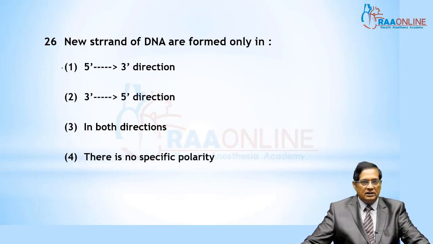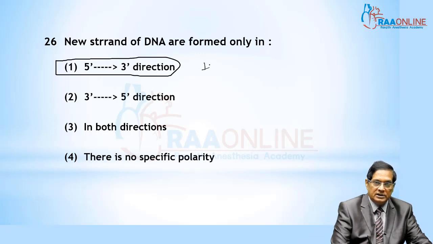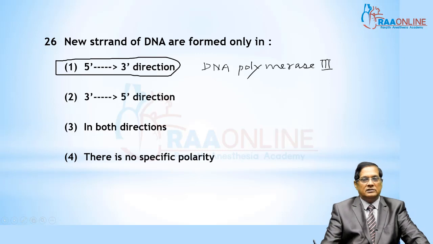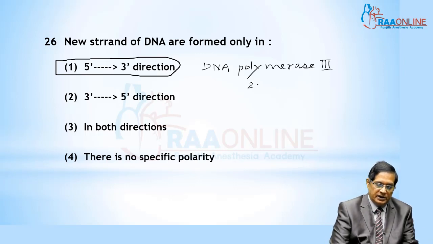New strands of DNA, as already mentioned, are synthesized in 5 to 3 direction with the help of the enzyme DNA polymerase number 3. This enzyme synthesizes DNA in one direction, that is 5 to 3 direction, and the speed of polymerization is 2000 base pairs per second. This is the speed of this enzyme.